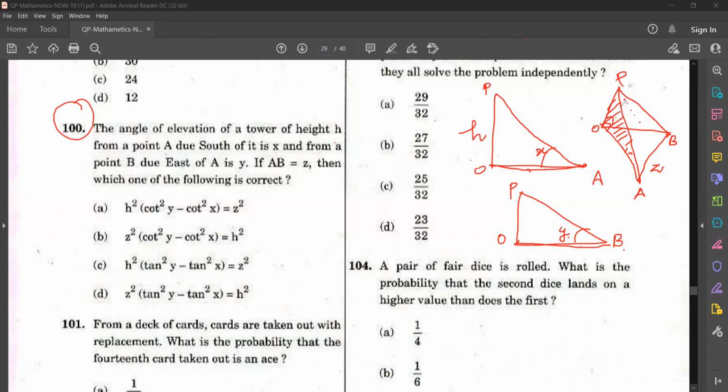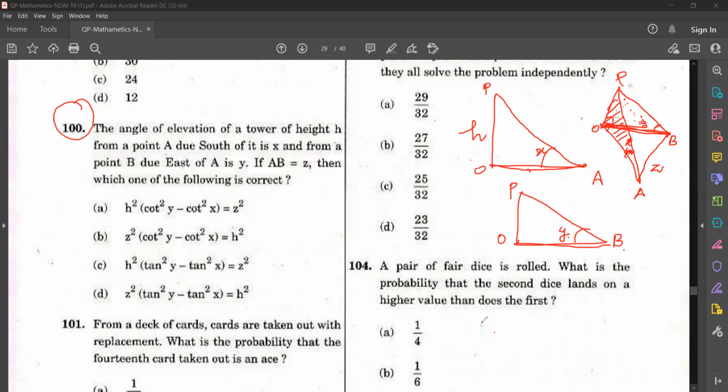So if I'm combining, these two triangles, one is triangle OPB and the other one will be OPA. And understand, this OB is common. Okay. Now listen, how can we write OA? And this angle is given as X. This angle is given as Y. Okay, this is X. This is Y.